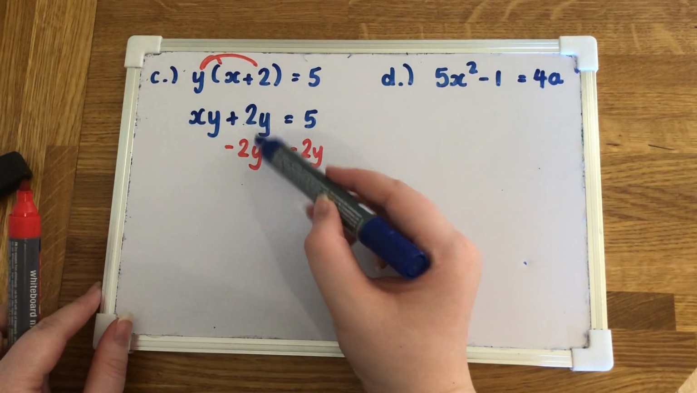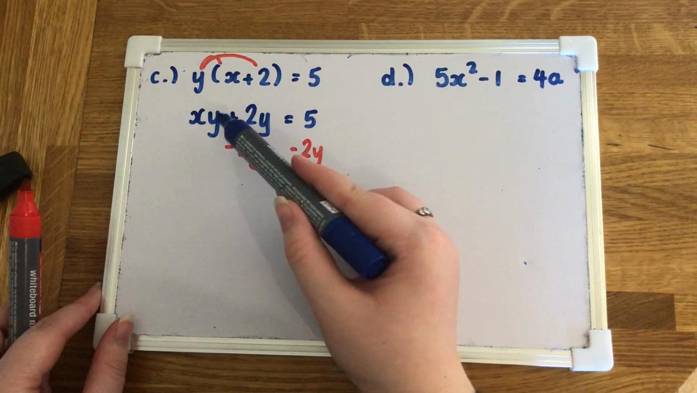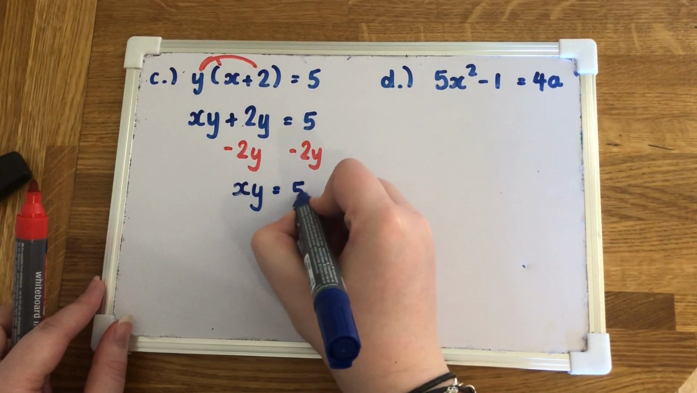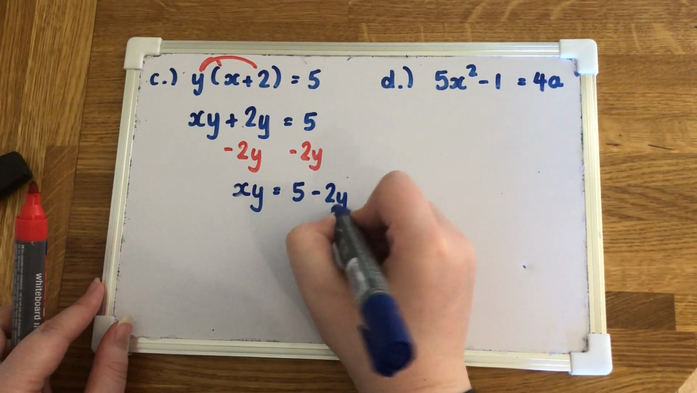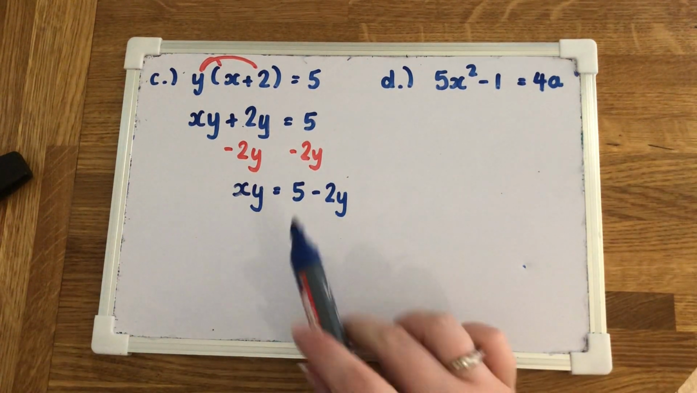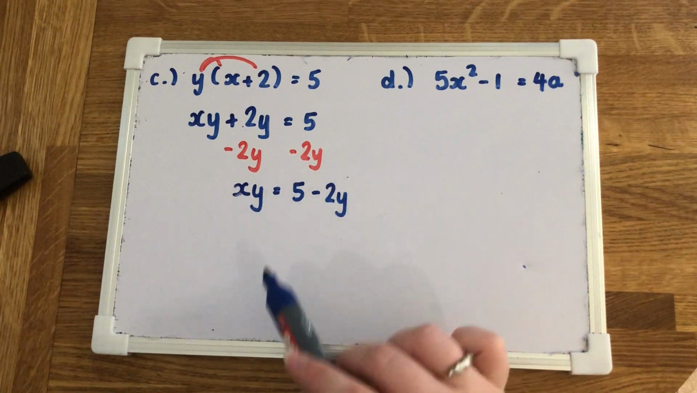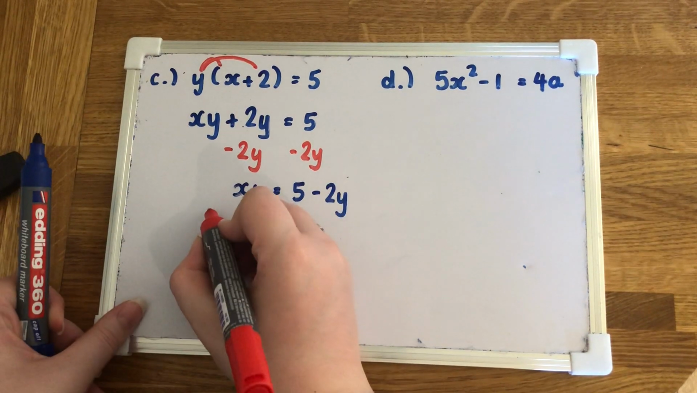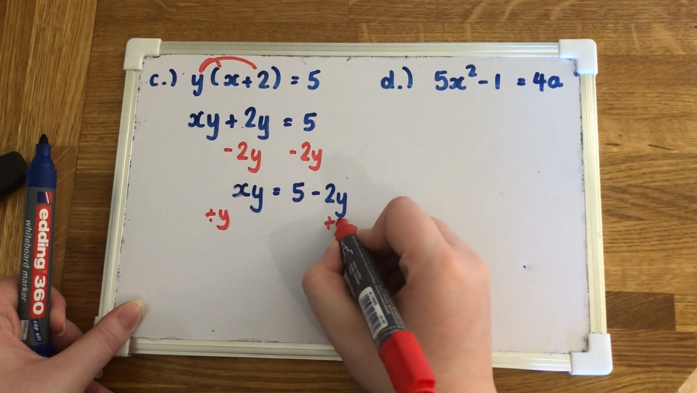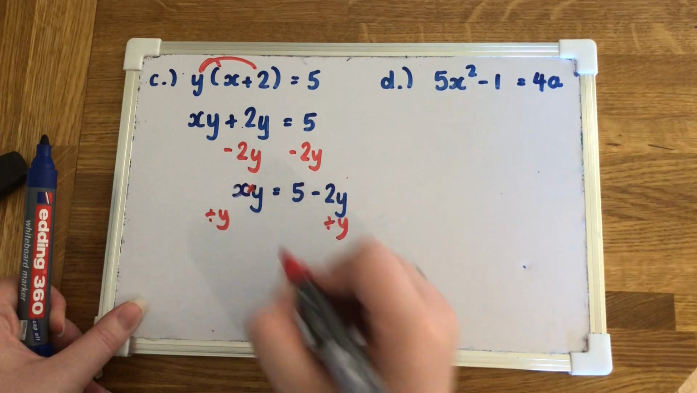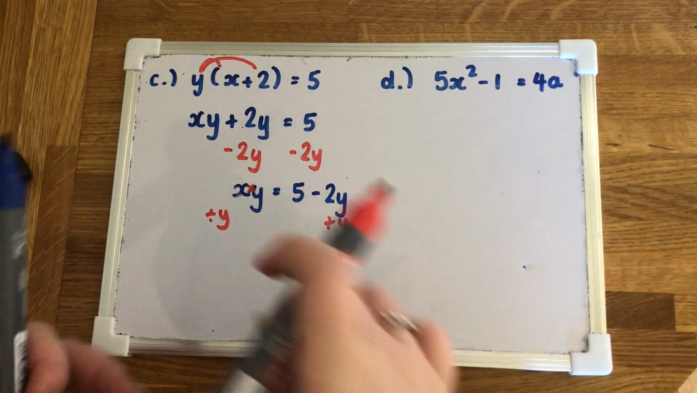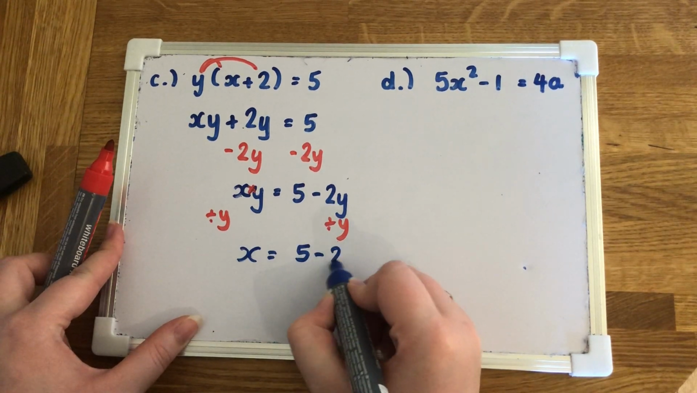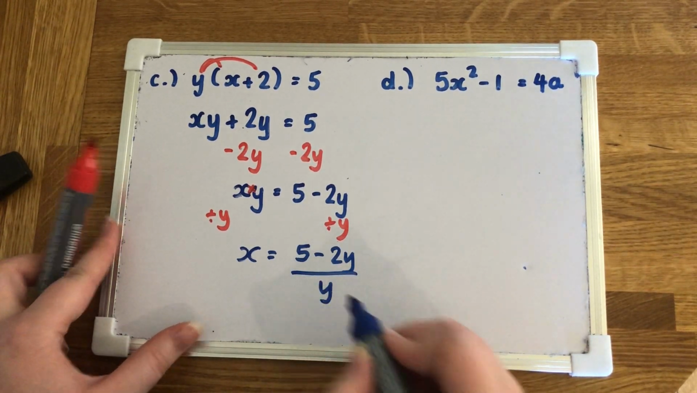So 2y subtract 2y is 0y, so we are just going to be left with xy on the left. And the right part is just 5 subtract 2y. These can't simplify because the 5 doesn't have a y. And then we can just divide by y on both sides. Just remember that at the moment these two are being multiplied together, so the opposite of that would be divide. So we're left with x equals 5 minus 2y divided by y.